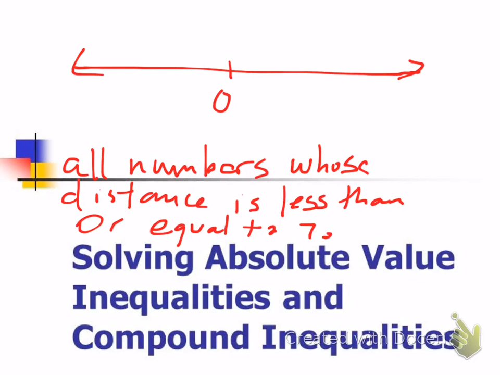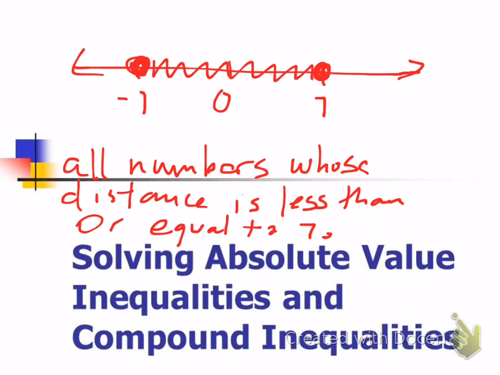Chase, describe what you've got. Closed circle at 7, shade to the left, and a closed circle at -7, shade to the right. So, do we go past -7 to the left? We've got a closed circle here and a closed circle there because our distance can equal 7. And then all the numbers whose distance is less than or equal to 7, that's all the values in between there.